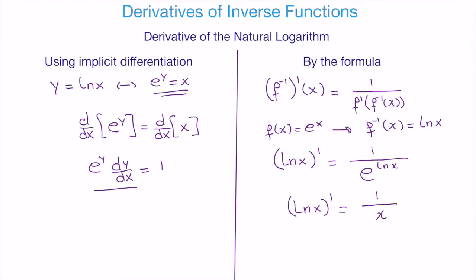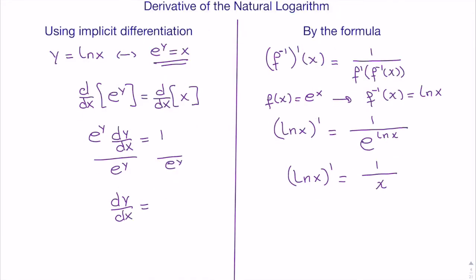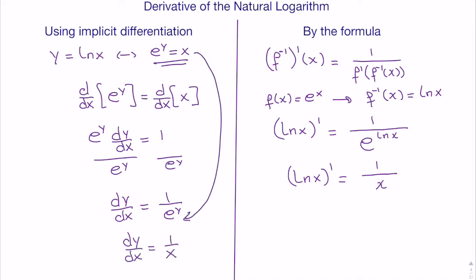We divide both sides by e to the y, and we get that dy/dx equals 1 over e to the y. And so dy/dx equals 1 over x, because e to the y is just x. And dy/dx is nothing but the derivative with respect to x of ln x, because y is ln x. So again, we found that the derivative of ln x is 1 over x.